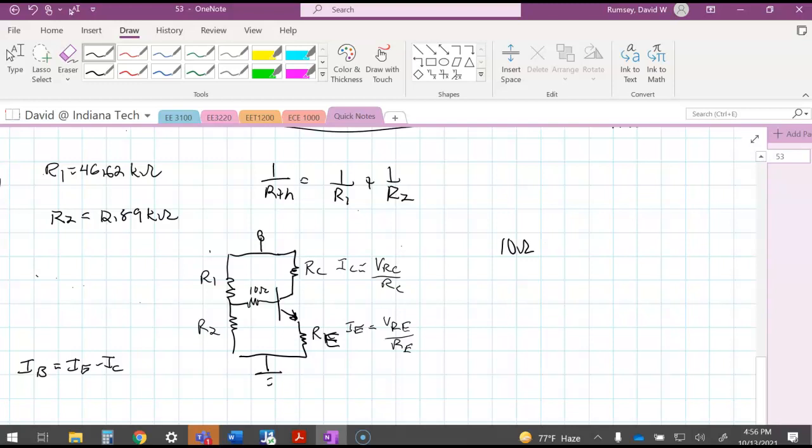But let's just see what we'd have to be able to measure, given that IB is roughly 10 microamps. We're talking about a voltage drop of 100 microvolts or 0.1 millivolts, and I don't know if our DMMs are accurate enough to measure this.